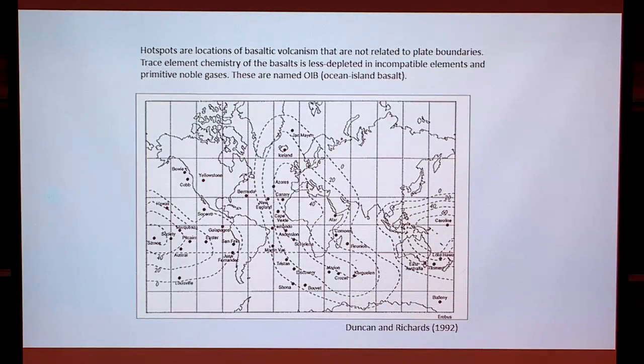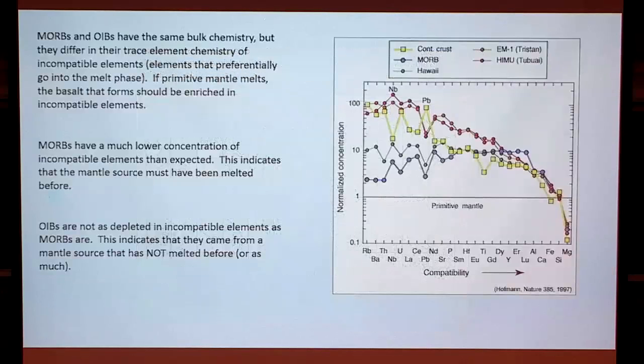There are other places where we get basalt volcanism around the world, and these are places called hotspots. A hotspot is anomalous volcanism away from plate boundaries, usually, not always. Iceland is on a plate boundary. We don't really understand why we have hotspots. They seem to be in the middle of plates. You get a lot of basaltic volcanism. And if you look at those basalts, the trace element chemistry indicates that they are less depleted or perhaps enriched in those incompatible elements. So that indicates that they're coming from a fresher source, perhaps.